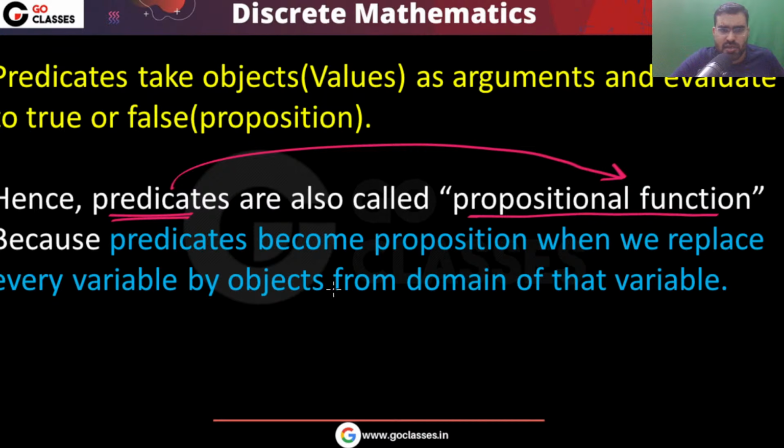Okay, why? What is the reason? Because you can see that it will become a proposition when every variable is replaced by some value. So then it will become a proposition. So this predicate is also called a propositional function. This is another name for predicate.